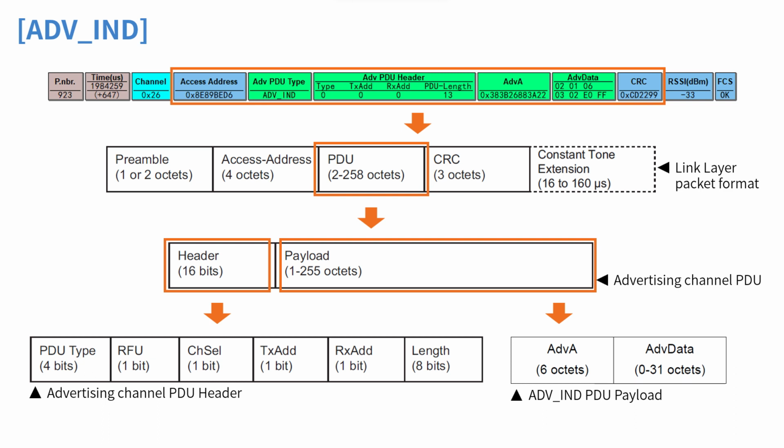This is the connectable undirected advertisement packet sent by the peripheral. The packet in the box here is the content of the link layer packet format. The host computer software has made a trade-off for the displayed content, only keeping important data. The link layer packet format includes preamble, access address, PDU, CRC, and optional constant tone extension. Preamble is used in the receiver to perform frequency synchronization, symbol timing estimation, and automatic gain control training. The preamble is a fixed sequence of alternating 0 and 1 bytes.